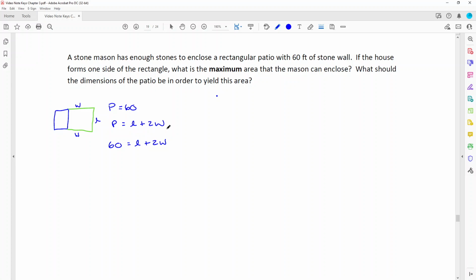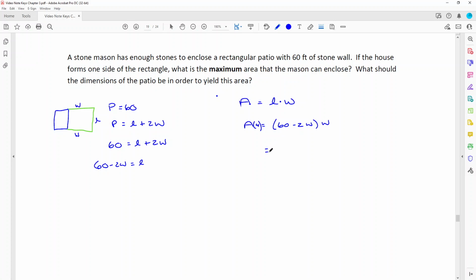So the way I have this written out, I'm going to solve for L again. I get L equals 60 minus 2W. So now I've got length in terms of width, and I can write my area equation. It's still a rectangular pen, so it's still length times width. But again, I'm going to replace the length with 60 minus 2W, times W. So now I have area as a function of width again. Okay, and then I just keep going.